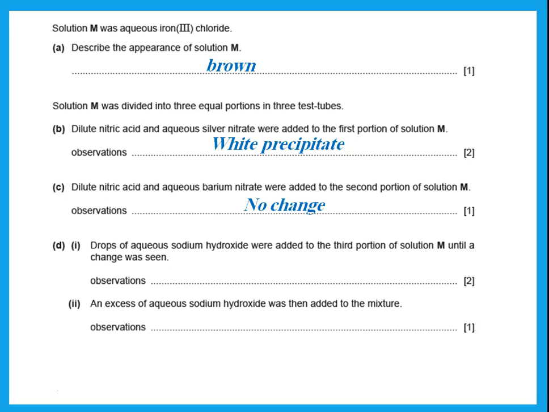Drops of aqueous sodium hydroxide were added to the third portion until a change was seen. Okay, if I add sodium hydroxide to something that has iron 3, what do I get? What was the test for iron 3? I get a brown precipitate, or we called it a red-brown precipitate. An excess of aqueous sodium hydroxide was then added. If I keep on adding the sodium hydroxide, what happens to the brown precipitate? It remains. So the precipitate is insoluble in excess.